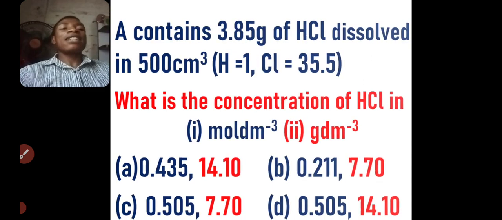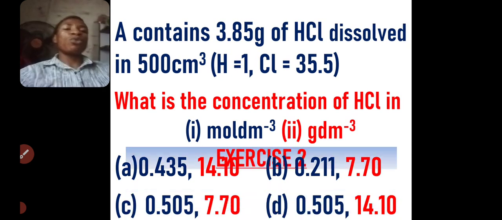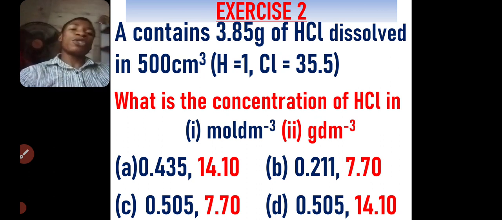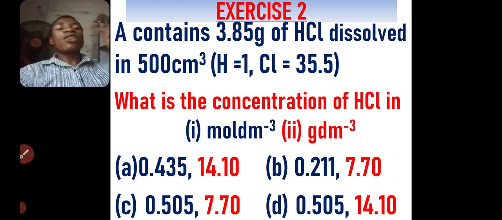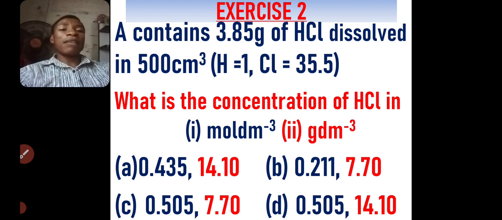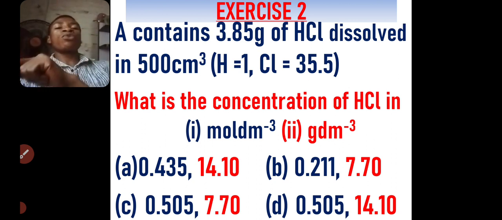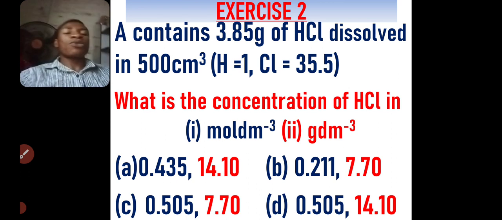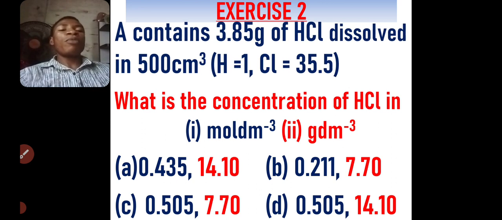Let's see exercise number 2. A contains 3.85 grams of HCl that is dissolved in 500 cm cube of that solution. What is the concentration of HCl both in gram per dm cube and in mole per dm cube? You can use example 2 of this video to tackle this question. So let's see that together. What will be your answer?